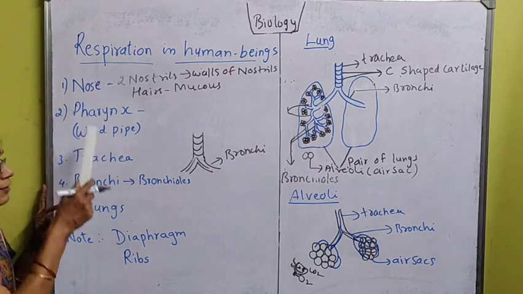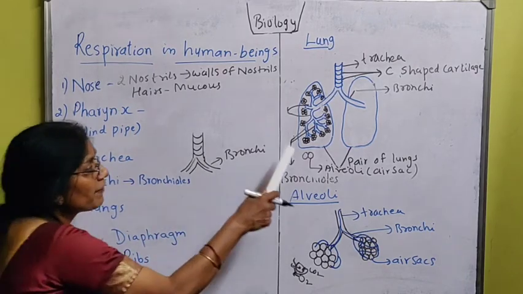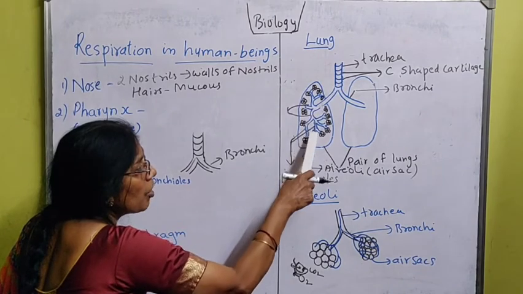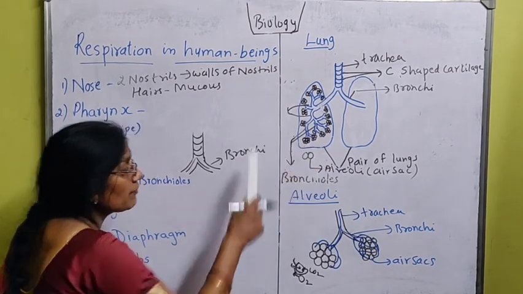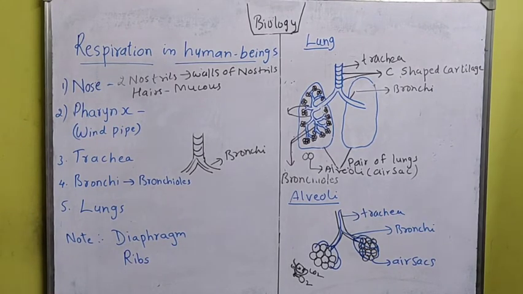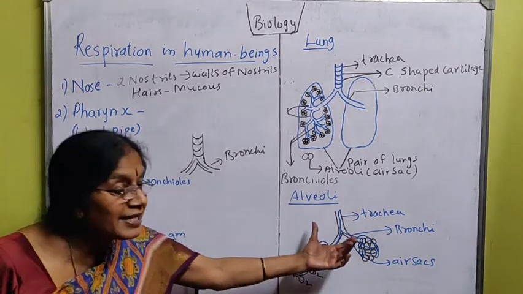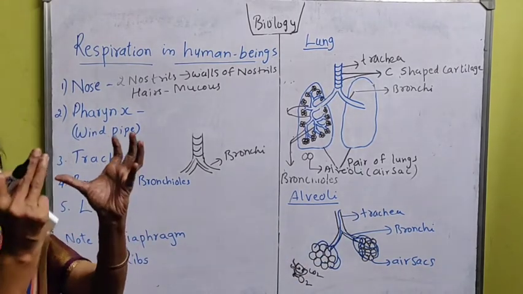From the pharynx it will go to the trachea, from the trachea to the bronchi, from the bronchi into the bronchioles, and from the bronchioles into the air sac. When the air enters the air sac, what happens? The diaphragm will move down. So in inhalation, the diaphragm moves down and the ribs come forward, so enough space is there for the alveoli to expand.